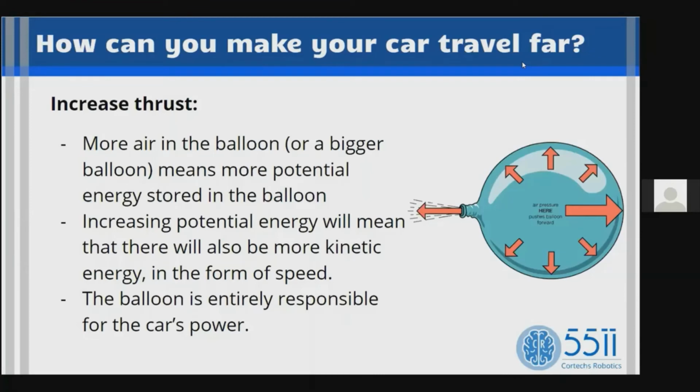In the earlier slide, I mentioned that your potential energy becomes your kinetic energy. Because of this, more stored energy, also known as the air in the balloon, will make your car travel farther.